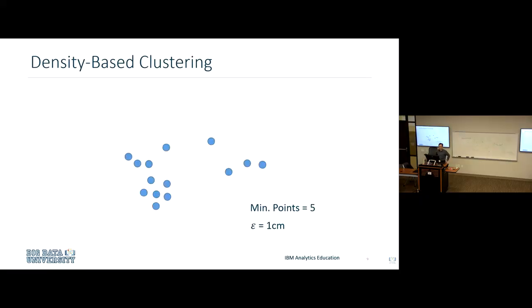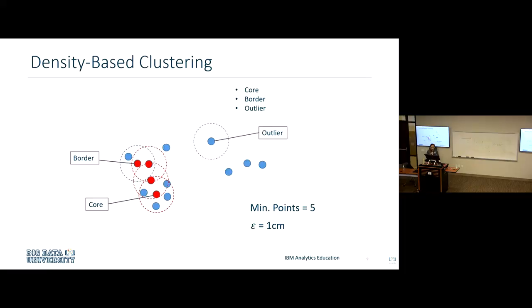There are three classifications of points. They are core, border, and outlier. A core point has at least minimum points within its epsilon neighborhood, including itself. These are points that are at the interior of a cluster. A border point has less than minimum points within its epsilon neighborhood, but can be reached by the cluster. That is, it's in the neighborhood of a core point. And finally, an outlier, or noise point, is a point that cannot be reached by a cluster.